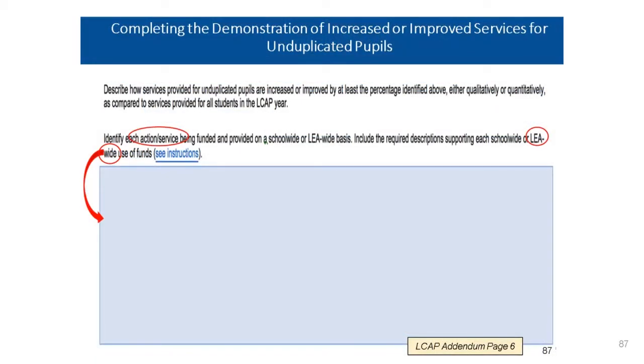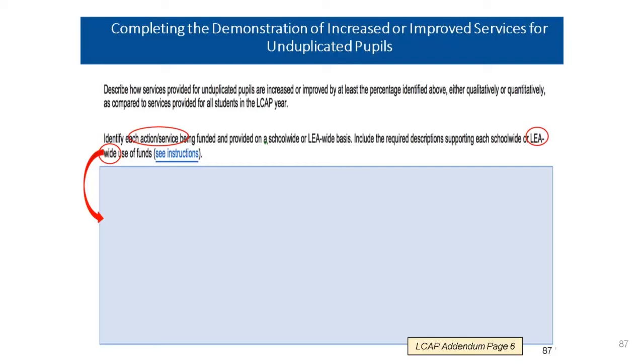The second prompt requires the LEA to identify each action or service provided on a charter-wide basis that was indicated as contributing to the increased or improved services requirement and describe how each of these use of funds is principally directed towards and effective in meeting the charter's goals for the unduplicated pupils in the state and local priorities.